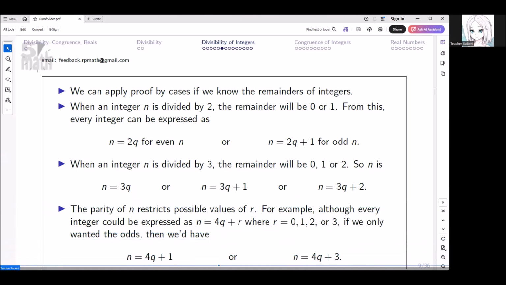The parity of n restricts possible values of r. For example, although every integer could be expressed as n equals 4q plus r, where r equals 0, 1, 2, or 3, if we only wanted the odds, then we'd have n equals 4q plus 1, or n equals 4q plus 3.